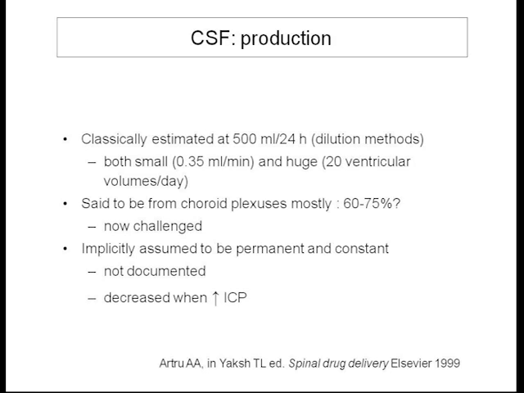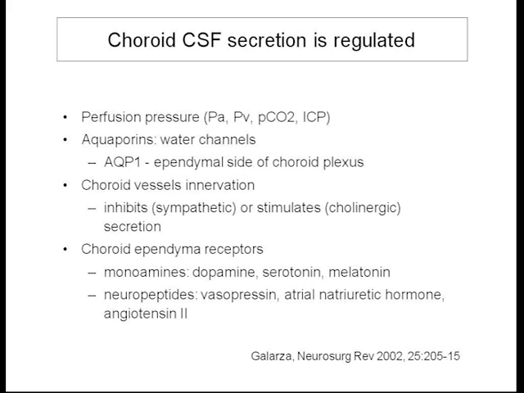Implicitly, it is assumed to be permanent and constant, but there is no reason why in the body there should be a permanent and constant secretion anywhere. And we know that it is decreased in increased intracranial pressure. Actually, what regulates the secretion of CSF is, number one, the perfusion pressure, which depends on the arterial and venous pressure, the PCO2, and the intracranial pressure.